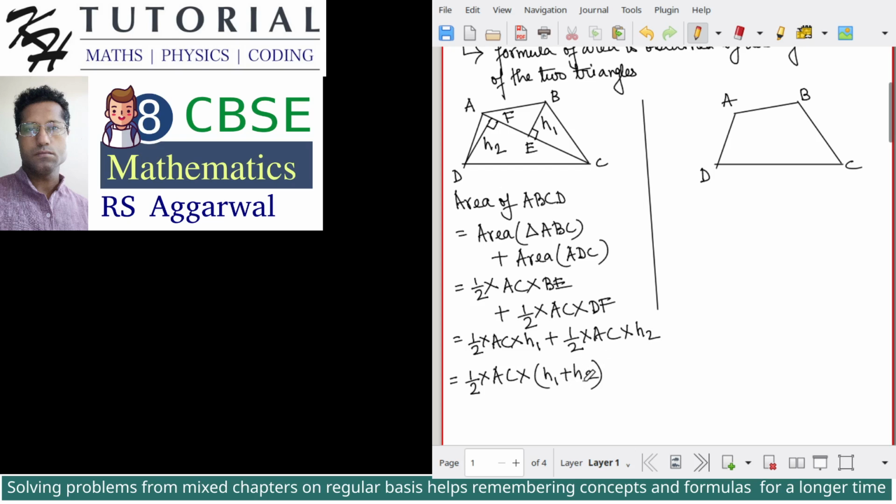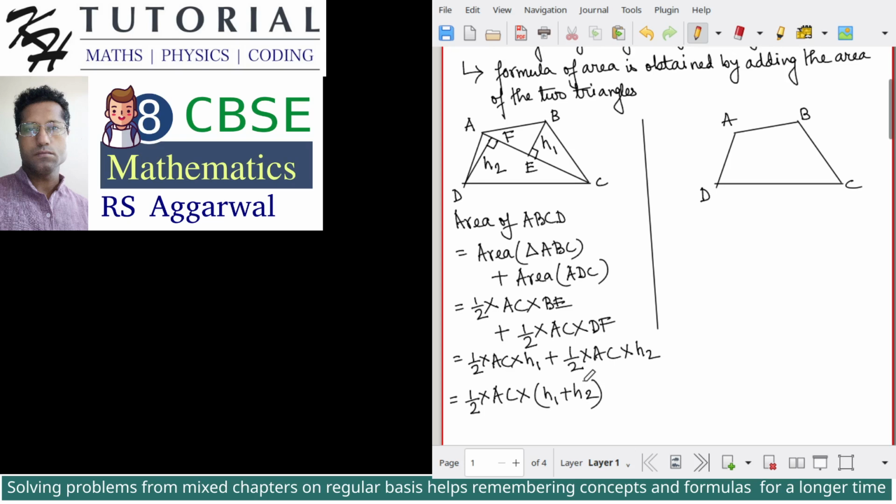So the formula becomes: in this quadrilateral ABCD, if we know the length of the diagonal AC and also the sum of the lengths of the perpendiculars drawn on AC from the vertices D and B, or the individual lengths of the perpendiculars drawn from D and B on the diagonal AC, we can find the area of quadrilateral ABCD.